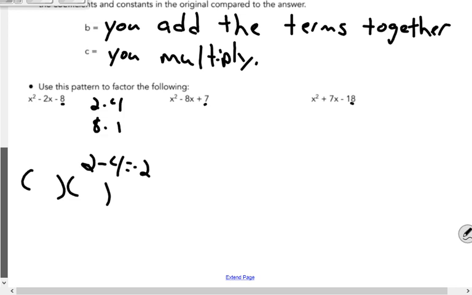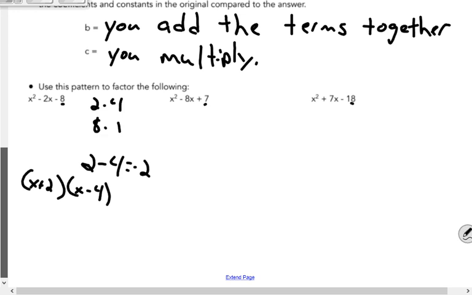What times what gives you x squared? X times x. That always goes there. Now, what are factors of -8 that give me -2? 2 and -4. So you put +2, -4. And that's how you do these guys.